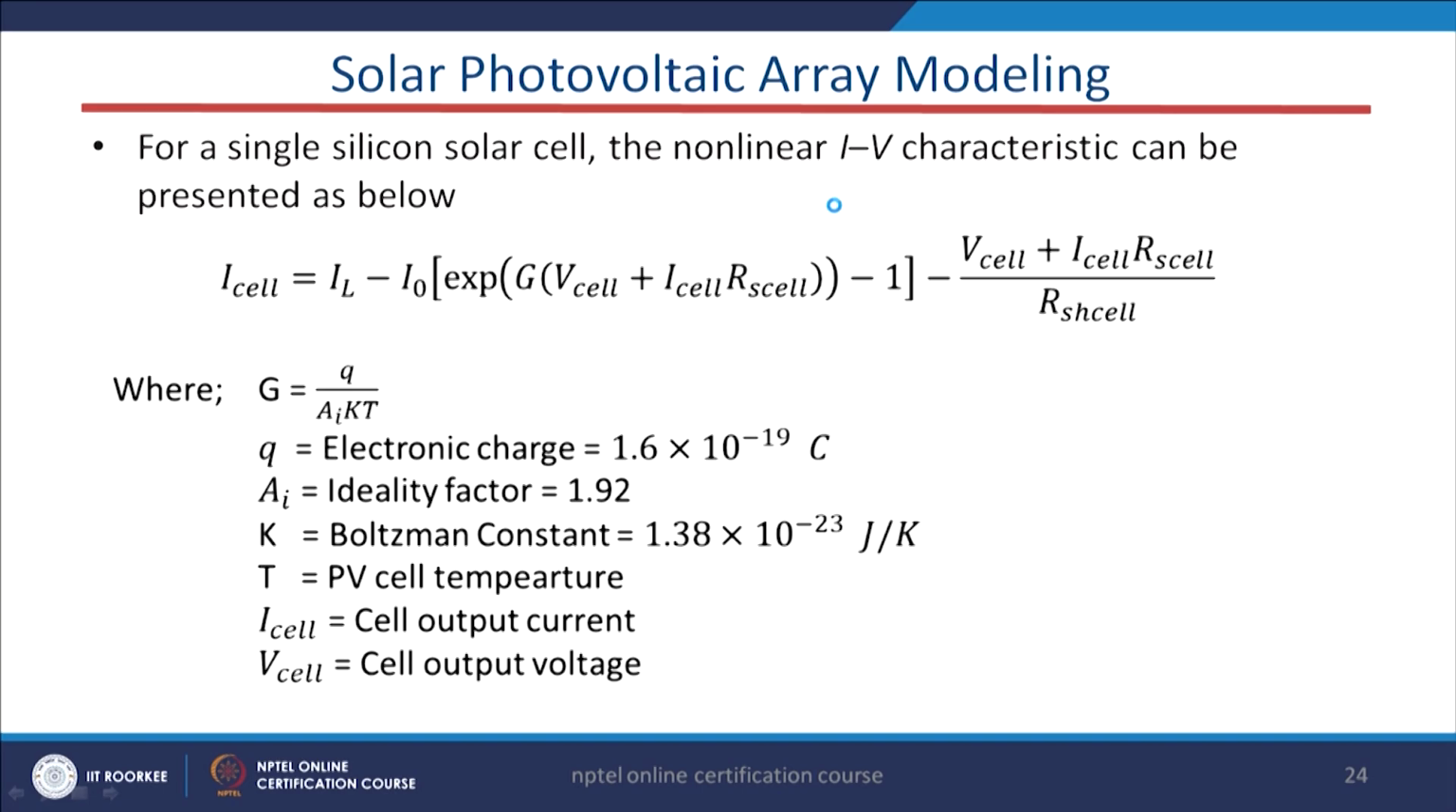Now, coming to this one abbreviated equation, here the G stands for Q divided by A I KT. Q is the electronic charge and A I is basically the ideality factor, sometimes it is eta, some research papers use different notations, and K is basically the Boltzmann constant, and T is the temperature of the cell, and this is the I cell output current, and V cell is the cell output voltage. Already we have discussed this in the previous slide.